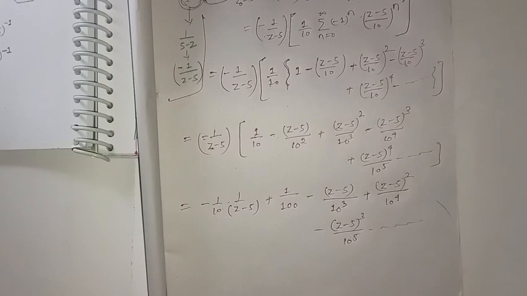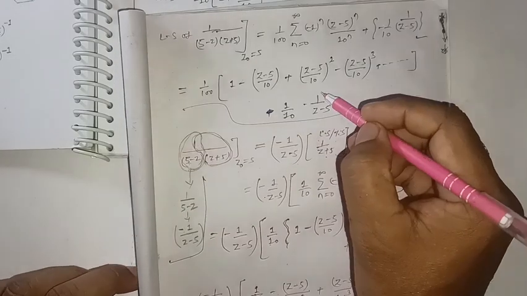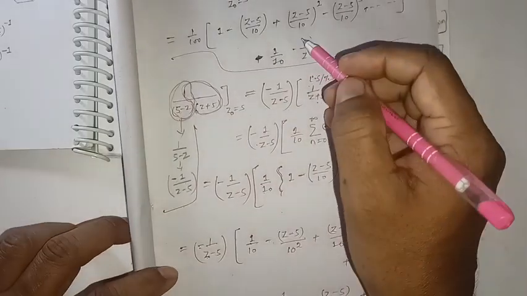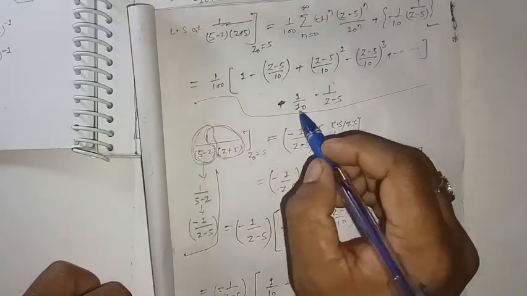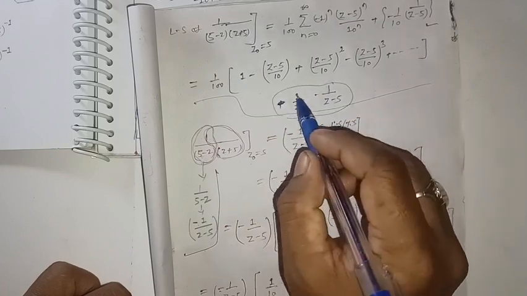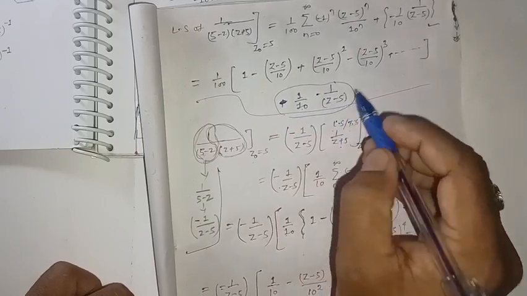Now you just compare this and this. This and this you just compare. Both are the same. How? Here is the last term, minus 1 by 10 into 1 by z minus 5.